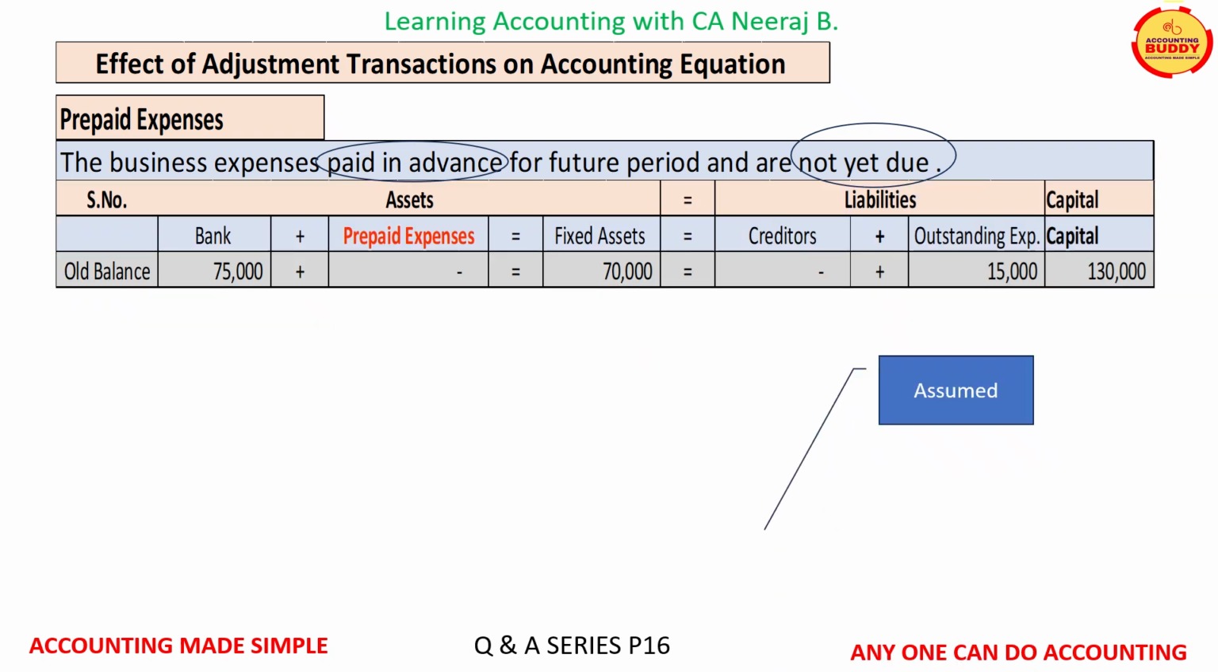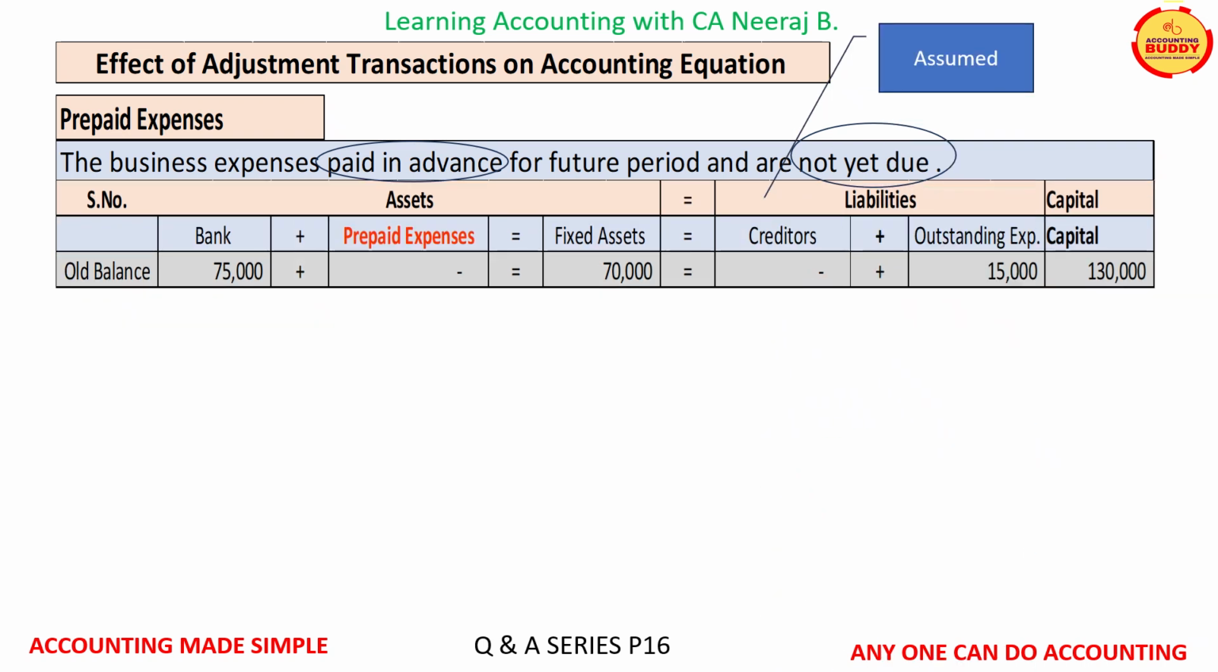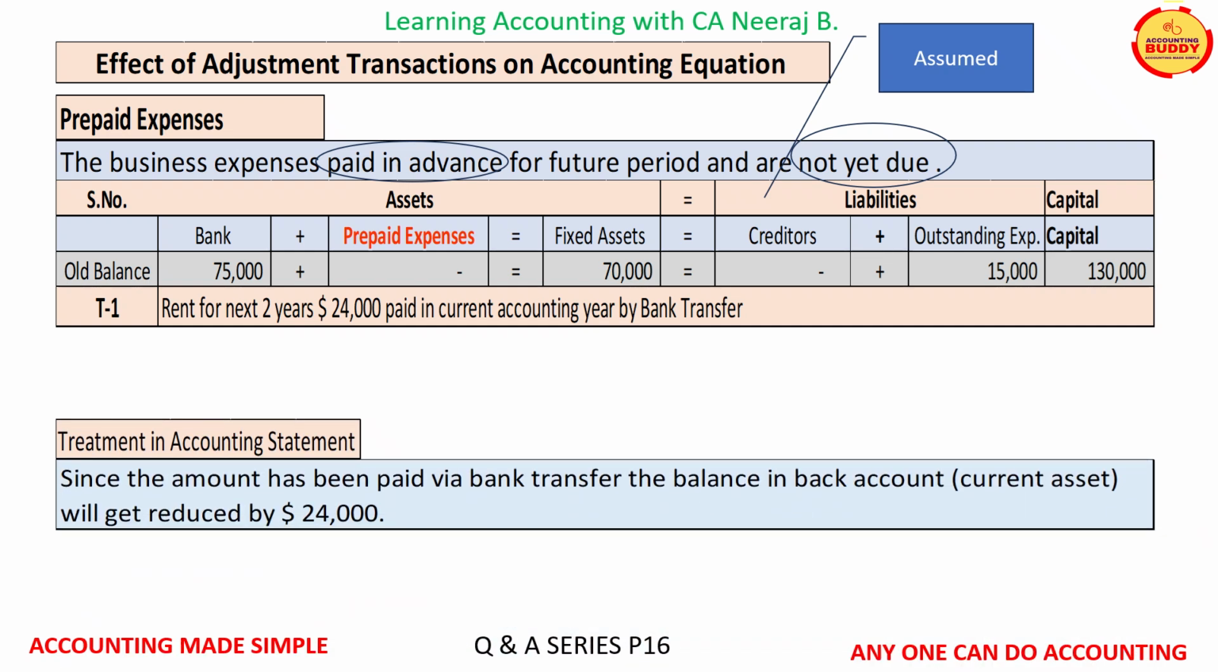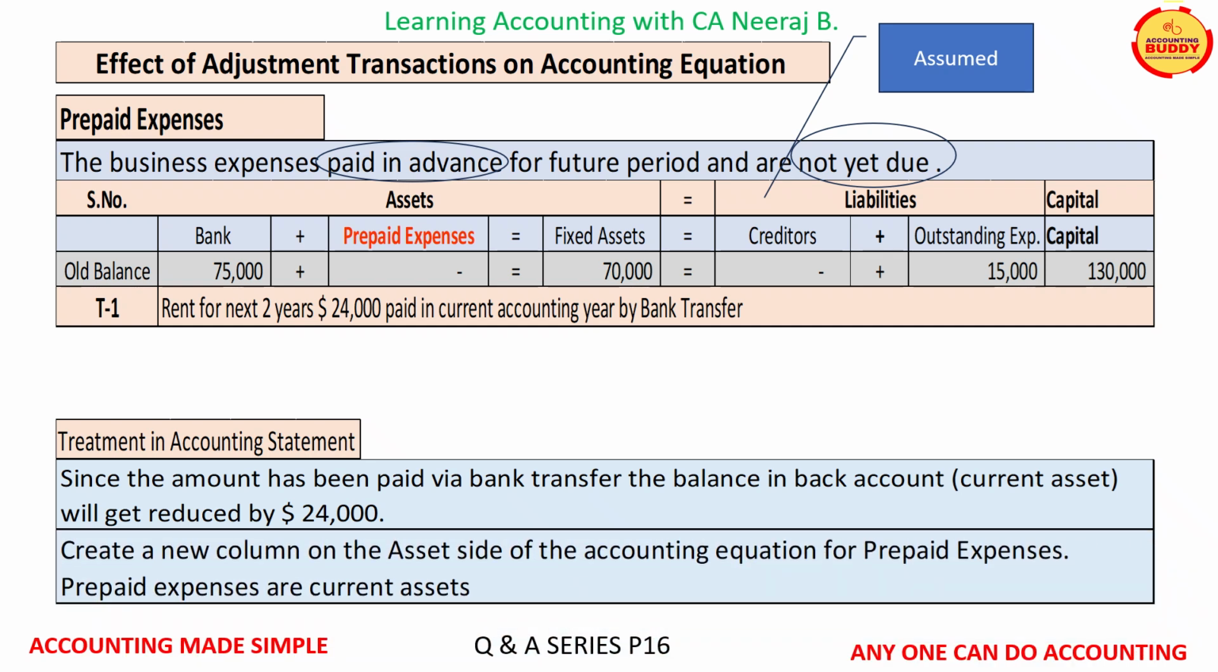Say the old accounting equation balance assumed is displayed on your screens. The prepaid transaction T1 on your screens is rent for the next 2 years amounting to $24,000 paid in the current accounting year by bank transfer. Let us understand the treatment of this transaction. Since $24,000 is paid via bank transfer, it will reduce the bank balance and create a new column on the left hand side of the accounting equation for prepaid expenses. Prepaid expenses are current assets.